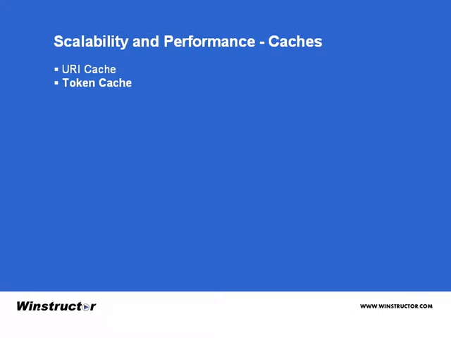Okay, the next cache we need to look at is the token cache. In our video on authentication, we've already talked about token caches, which are used by IIS to cache a Windows logon authentication token so users don't need to re-authenticate themselves for every single request.